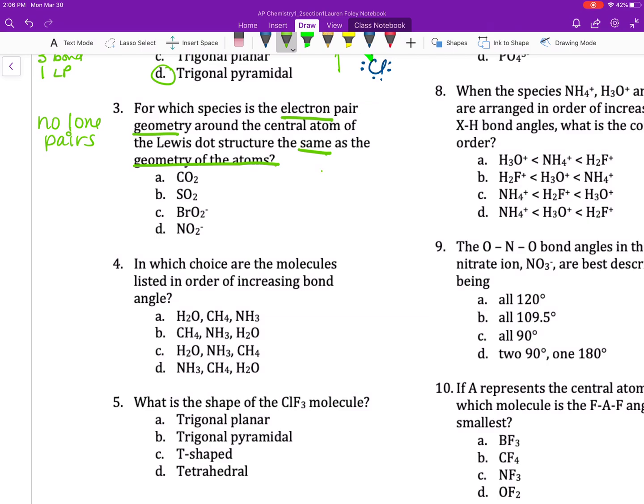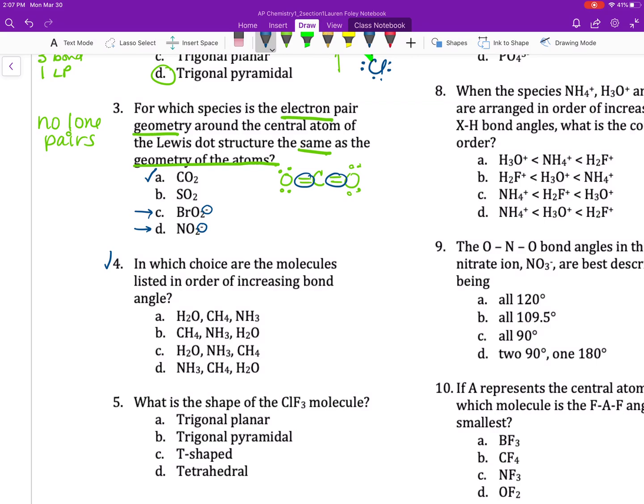So carbon dioxide looks like this. Around the center atom, I have 2 domains, no lone pairs. It's a linear electron geometry and it's a linear molecule. So there's my answer. I don't have to go through the others. Remember, if you are drawing the Lewis structures for these ions, when you're counting your electrons, you have to add in an extra electron because it is negatively charged.